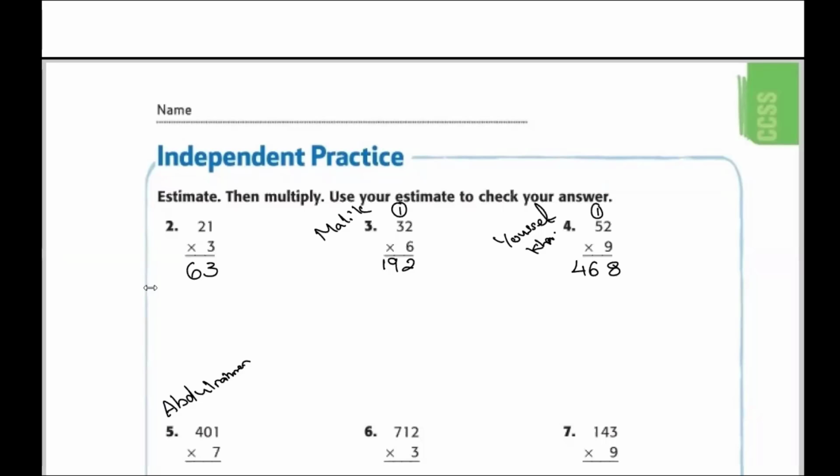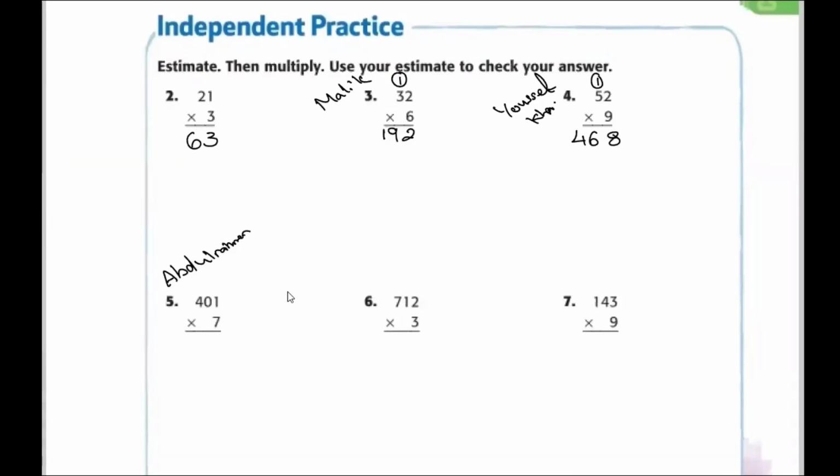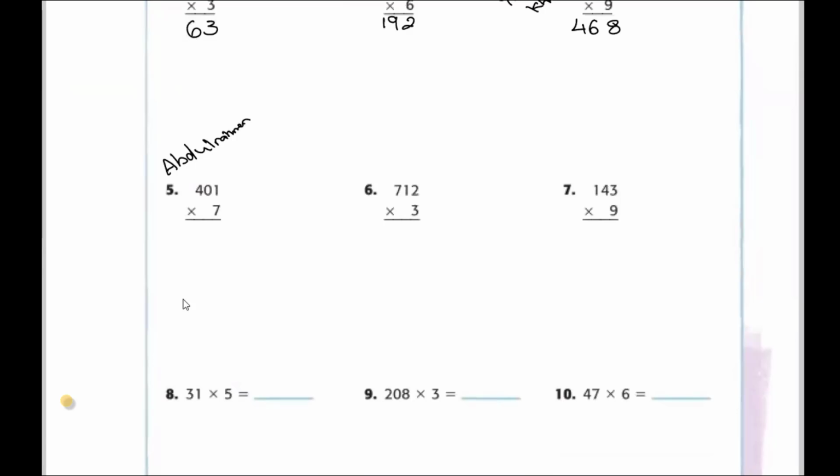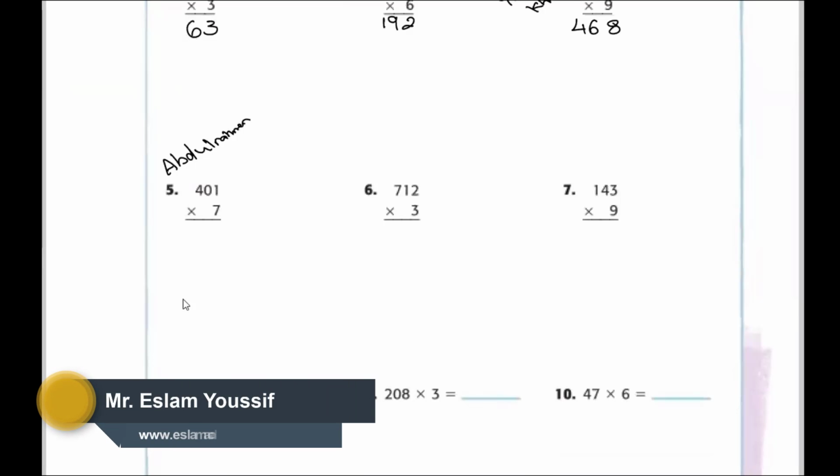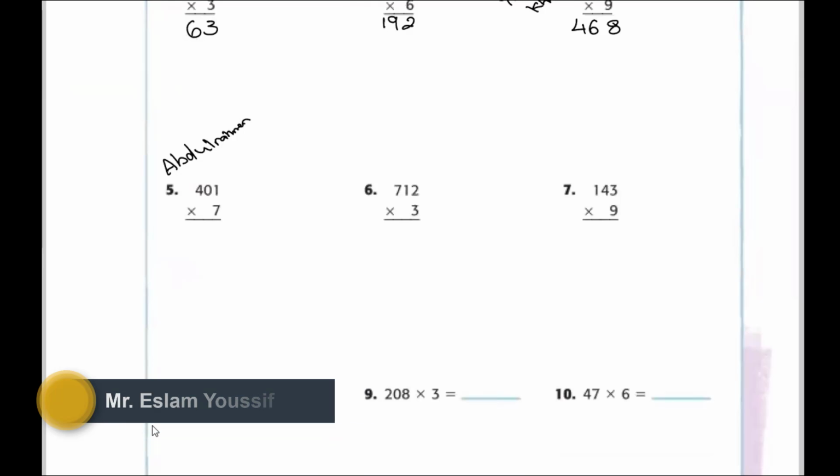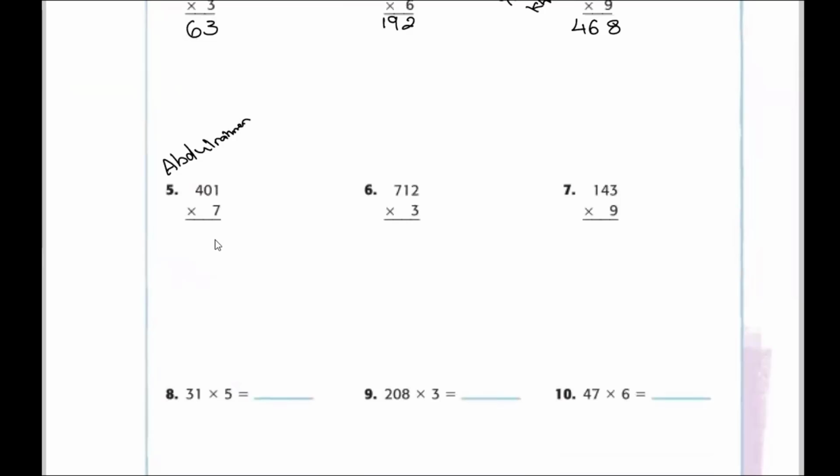Abdurrahman is here. Yes, Mister. The answer is 2,807. How do we solve it? I don't know how to solve it. 7 times 1 equals 7, and 7 times 0 equals 0, and 7 times 4 equals 28. Okay, thanks. So the answer will be 2,807.